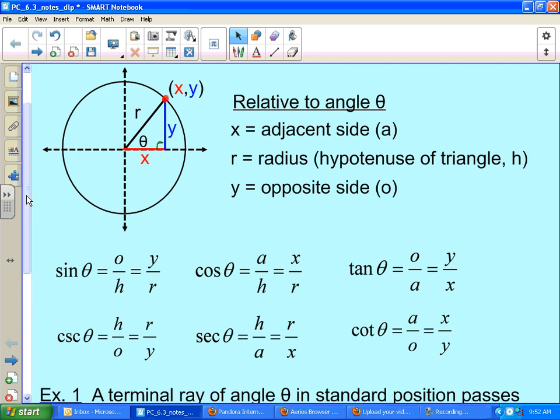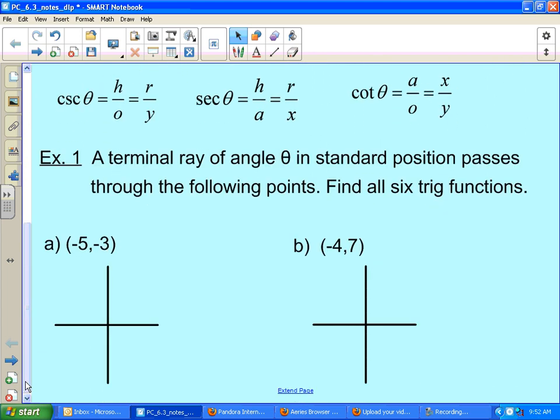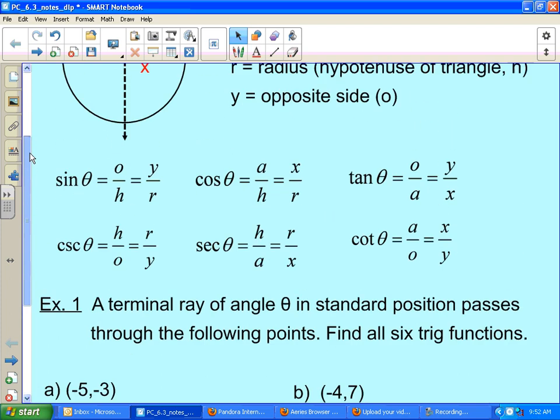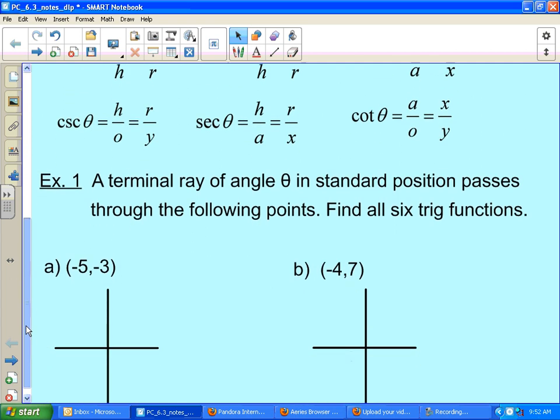Alrighty. So let's go take a look at some of this action here. We're going to take a look at all 6 trig functions, depending on where I'm at as I spin around this quadrant here. Now, these particular points here actually aren't points that would be on what we call the unit circle, right? Radius of 1. We're doing something different with this next example here, but the concept should still apply.